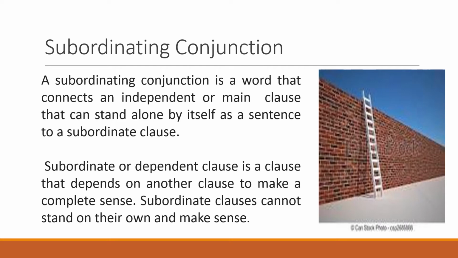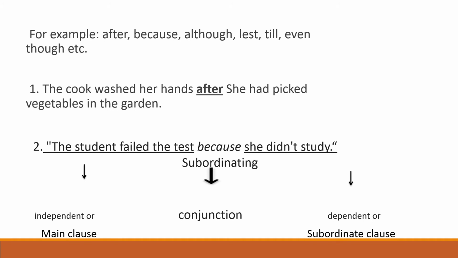Now let's move on. For example, words like after, because, although, lest, till, even though, and so on and so forth are examples of subordinating conjunctions. In the two sentences following, we have: The cook washed her hands after she had picked vegetables in the garden. So you see, after there is joining the other clause, she had picked vegetables in the garden, to the main clause.